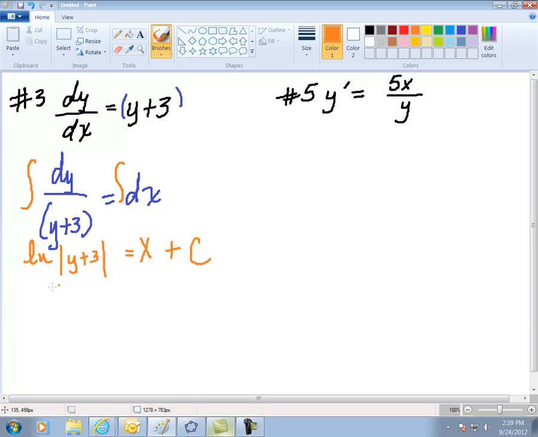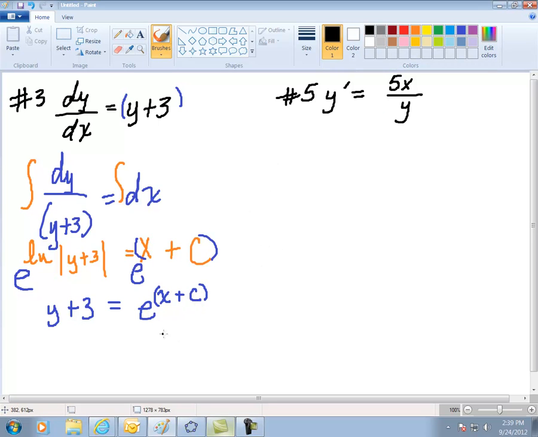The way I get rid of a natural log, because of inverse functions, is that I can e both sides, okay? In other words, take everything to a power of e. Over here, e and natural log cancel out, and I get y plus 3. And over here, I get e to the x plus c, right? And now, we haven't really talked about this before. It hasn't come up yet.